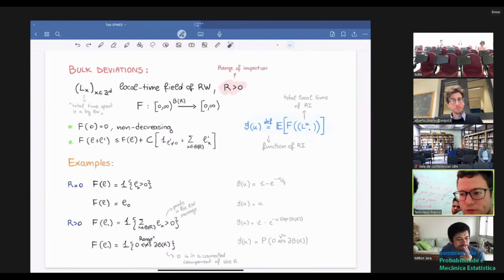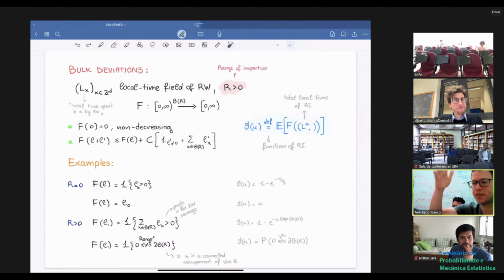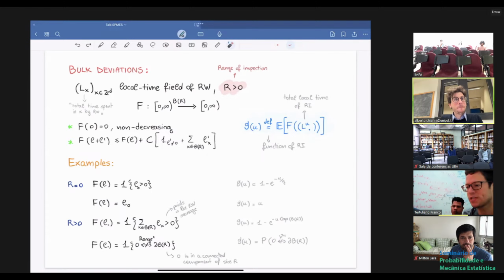So I have a question. Yes. So you look at upper deviations then. I don't know if this problem is already solved, but what you could also ask yourself is, what's the probability, if you look at the range of the random walk until time n, that it's a little bit larger than typical, so larger than nu times n?